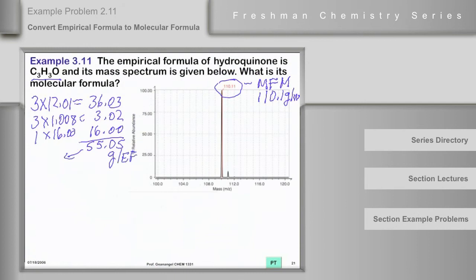So this is the empirical formula mass. Okay? Is everybody clear about how I got it, from the empirical formula to the empirical formula mass?